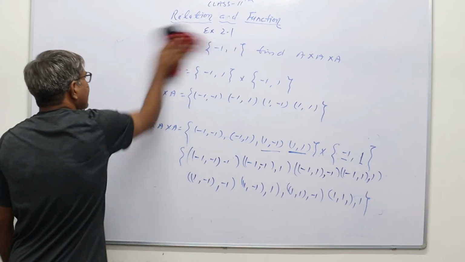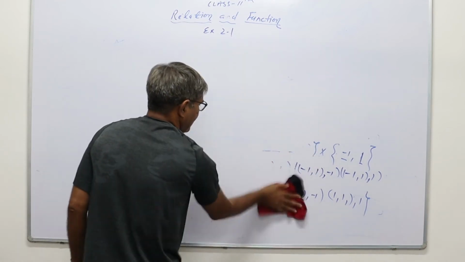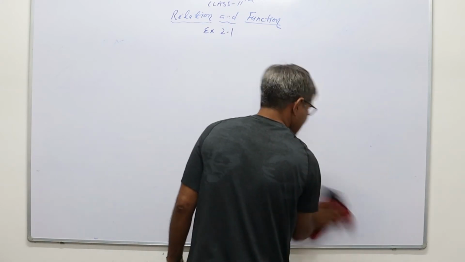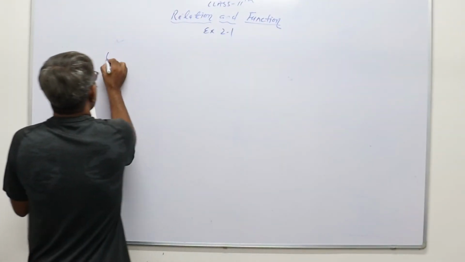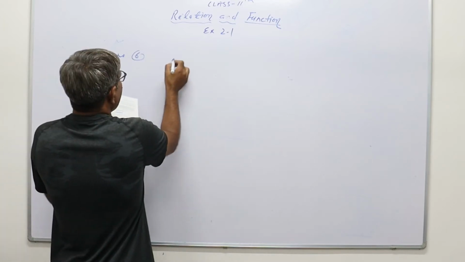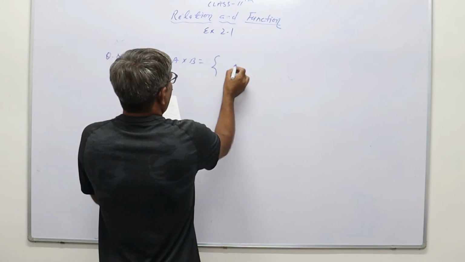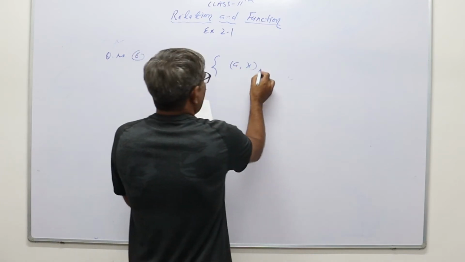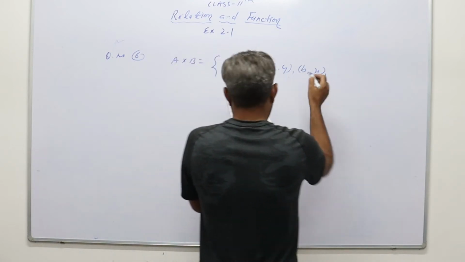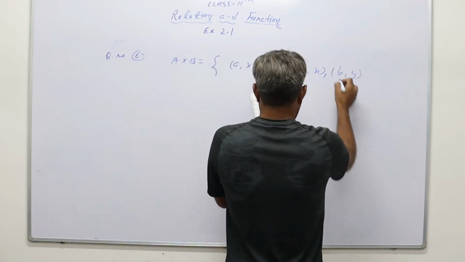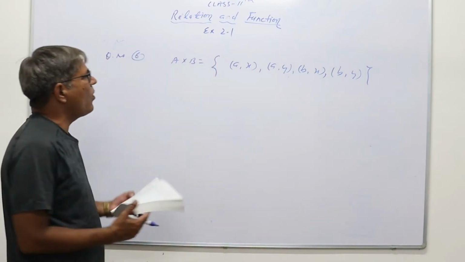Now let us see question number 6. If A cross B is equal to {(a, x), (a, y), (b, x), (b, y)}, so in the Cartesian product A cross B, there are 4 ordered pairs.